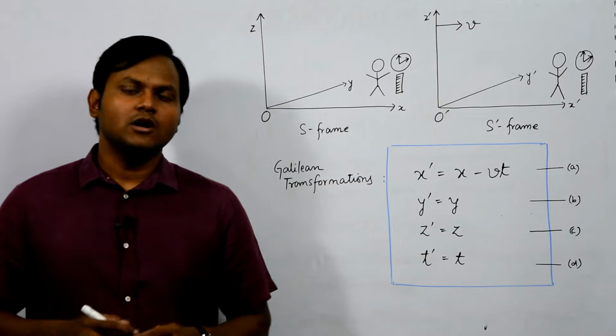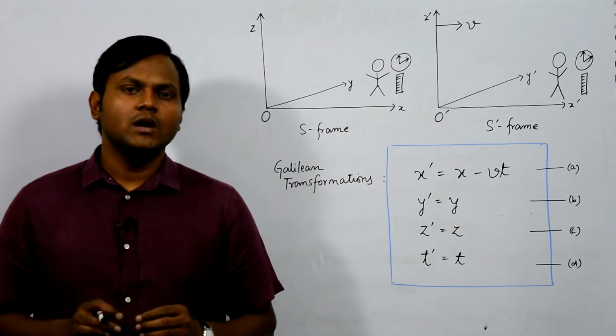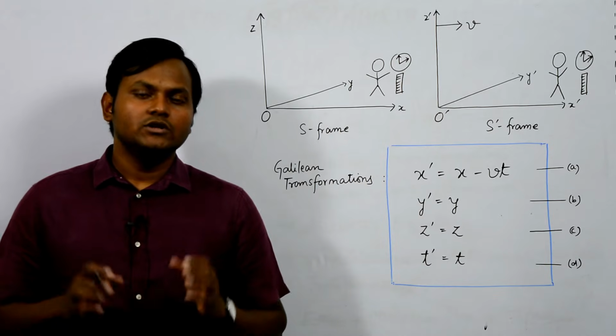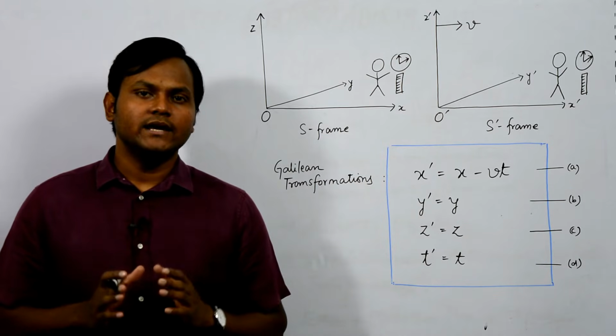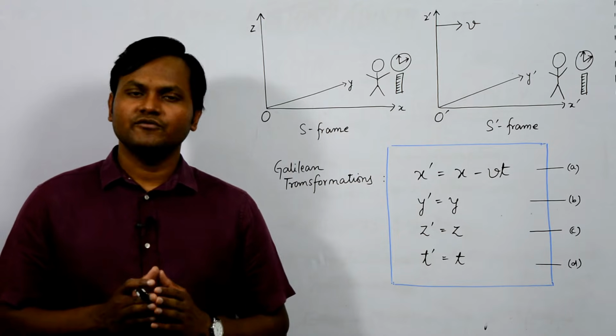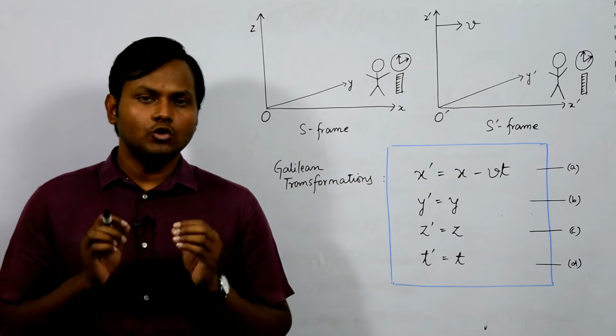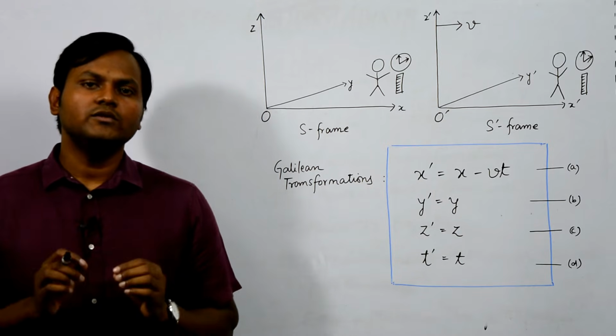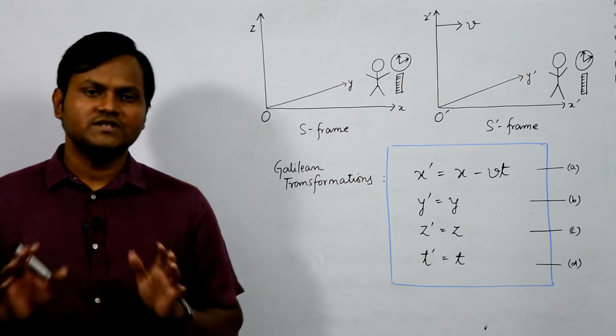Before Einstein, the concepts of space and time were described by Galileo and Newton. Now, Newton's laws of motion are valid in inertial frames of reference only. Now, what are inertial frames of reference? These are those frames of reference which are either at rest or moving with uniform velocity, to put it simply.